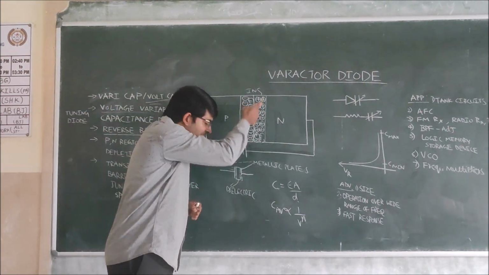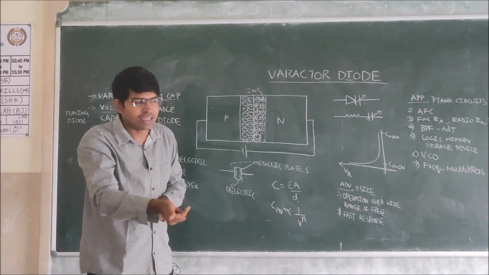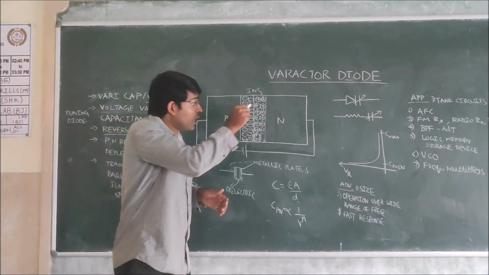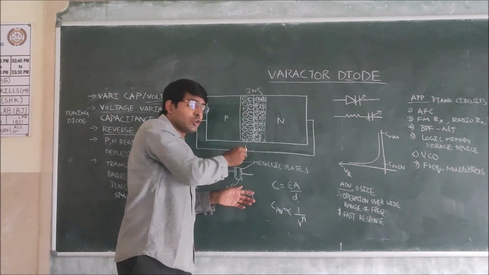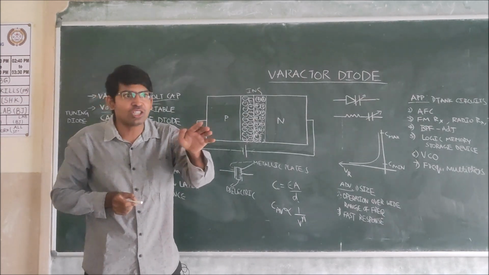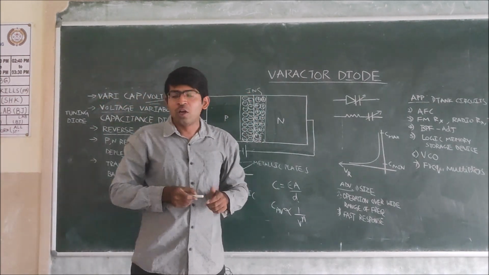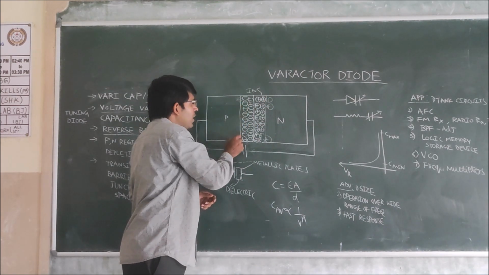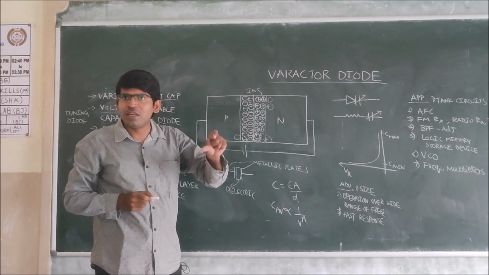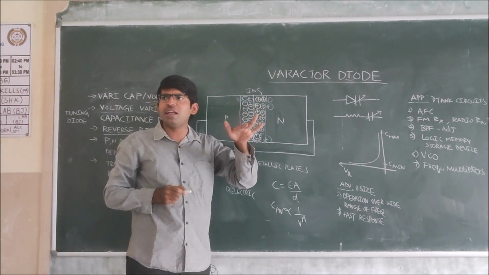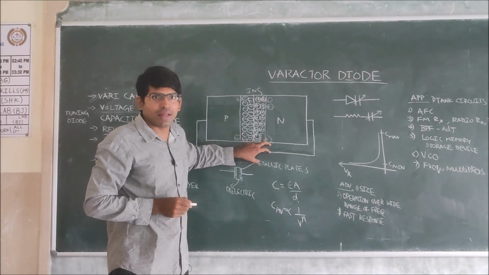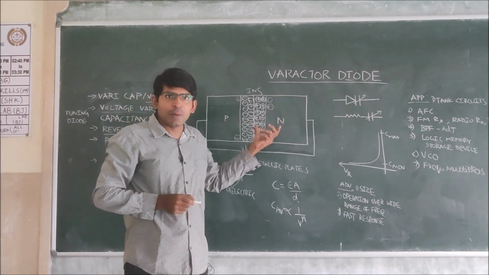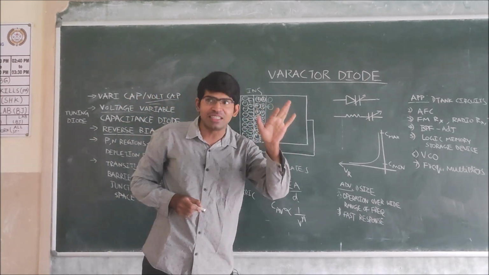Now if we are increasing the voltage, then the depletion region width increases because these electrons are moving towards the positively charged terminal of the battery. So these ions, the depletion region width is increasing. Similarly, holes also. The depletion region width is completely dependent upon the applied battery voltage. When we increase it, the depletion region width increases.